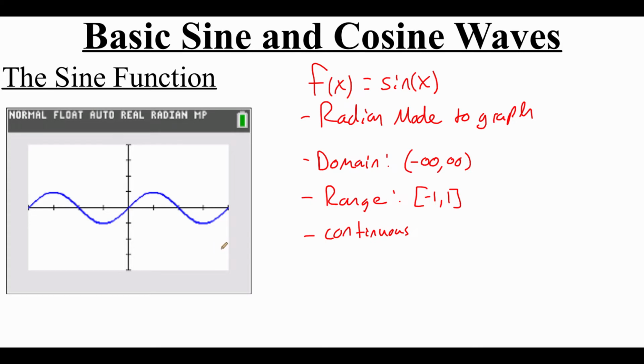Now this graph is continuous, meaning that we can draw out this entire wave without needing to pick up our pencil. This does have symmetry. It's actually symmetric with the origin. And that means that this is an odd function.